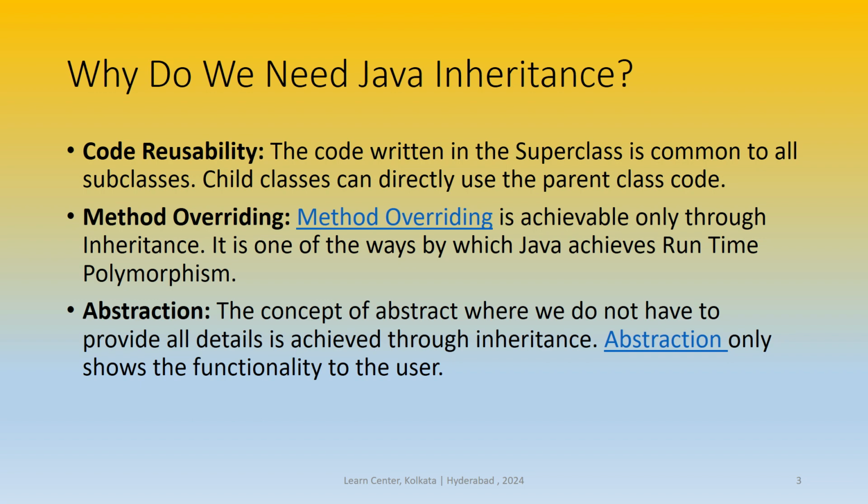Method overriding. Method overriding is a mechanism only through inheritance. It is one of the ways by which Java achieves runtime polymorphism.